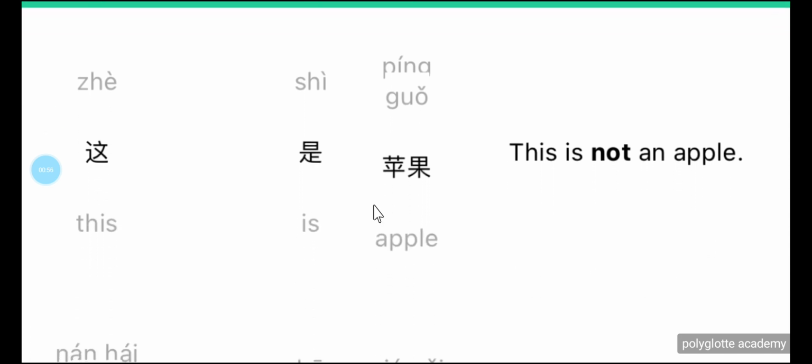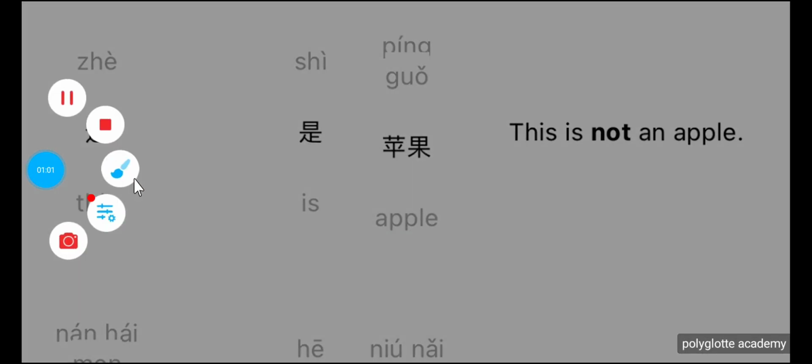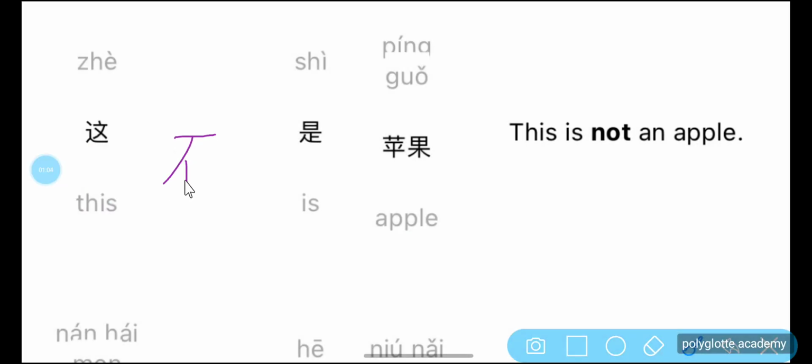For an example, let's see a basic sentence. We have 不 in the middle, which means not. So 这不是苹果, this is not an apple. Very good. We have 这, which means this, as seen in the previous lesson. I would advise you to watch the previous lesson because we have seen most characters, and I recommend you master Chinese characters.